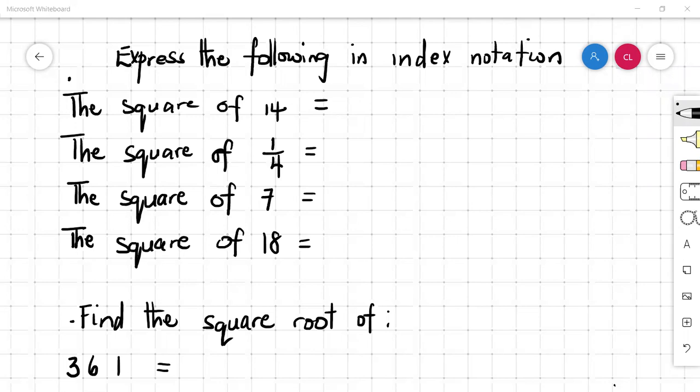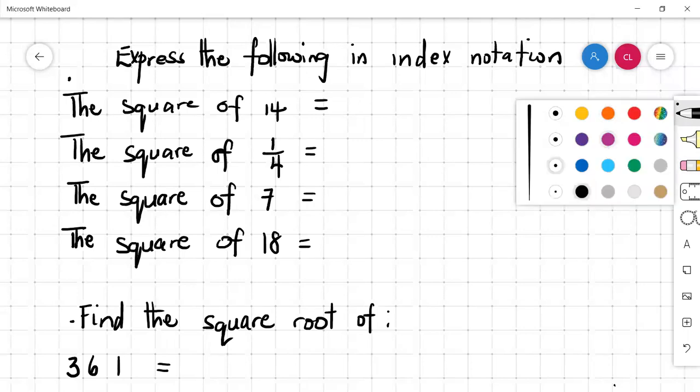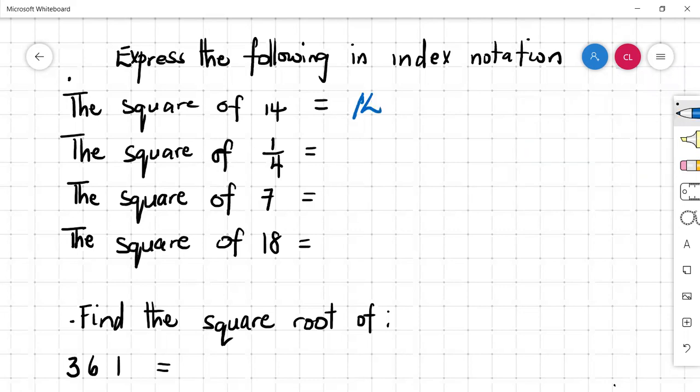Anybody else? 14 squared. Yes. How do I write it? Tell me how I write it. 14 times 14. Okay. Yes. I was thinking of this, 14 squared. I have 14 times 14. That's what it really means.